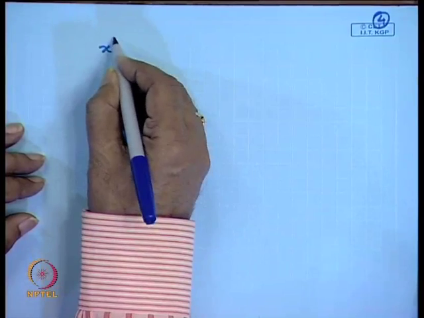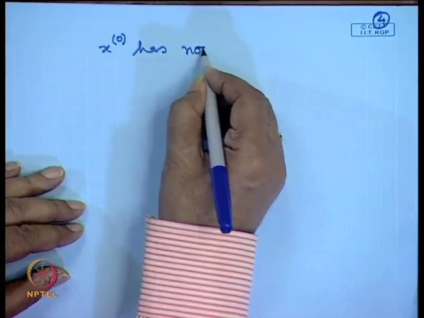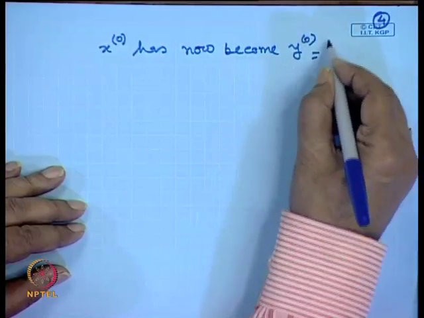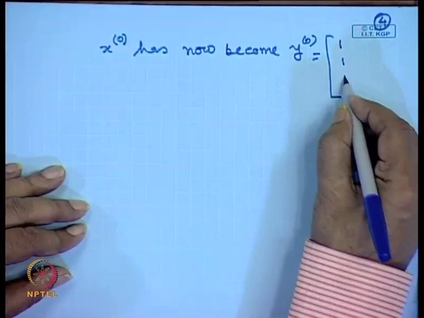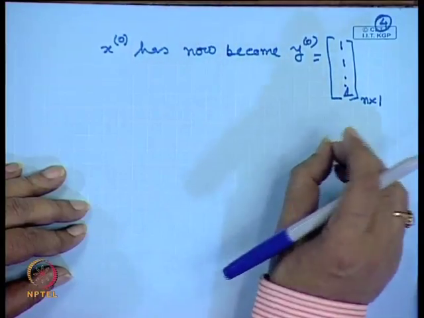So with this, our original feasible interior point x has now become y of 0, and these coordinates are, as we have seen, 1, 1, dot dot, last is 1, and this dimension is n cross 1. This indicates we have made, in the transformed coordinate axes, our interior point the center, meaning its distance from each coordinate axis is the same, in this case 1, 1, 1. So this is what we have seen.